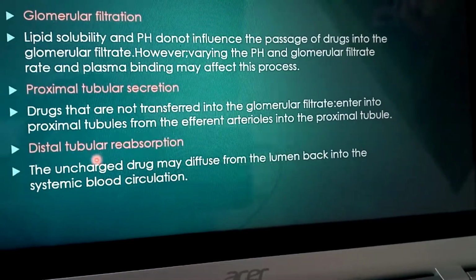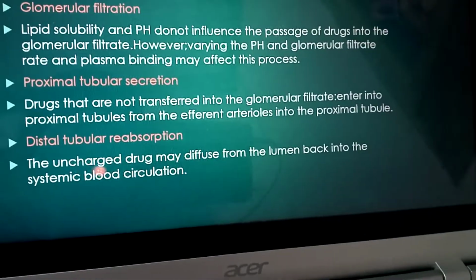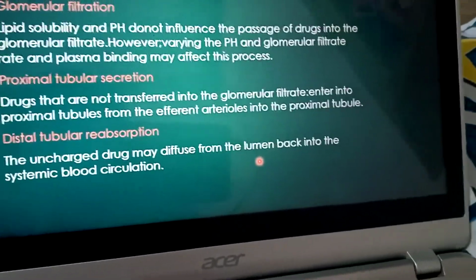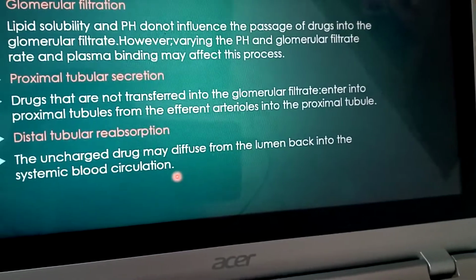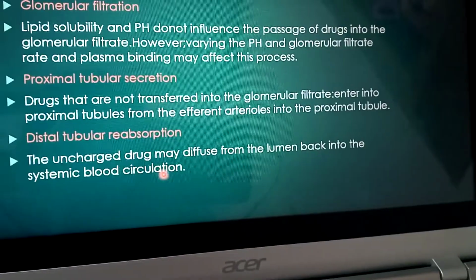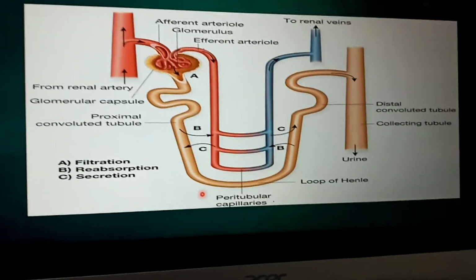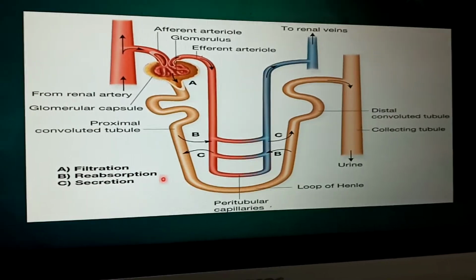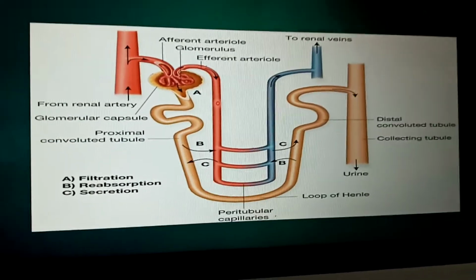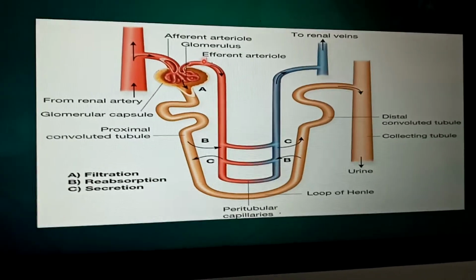The third step is the distal tubular reabsorption. Sometimes the uncharged drug may diffuse back from the lumen of the kidney into the systemic blood circulation. So here the reabsorption of the drug back into the blood may take place. Now moving towards the diagrammatic representation, it will demonstrate to the students the basic concept of how these phases may occur.